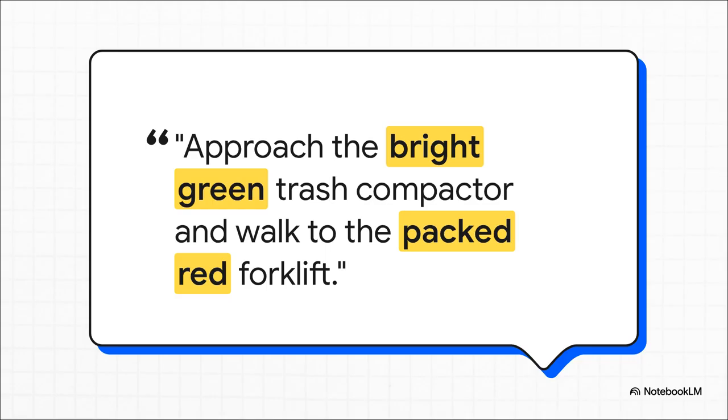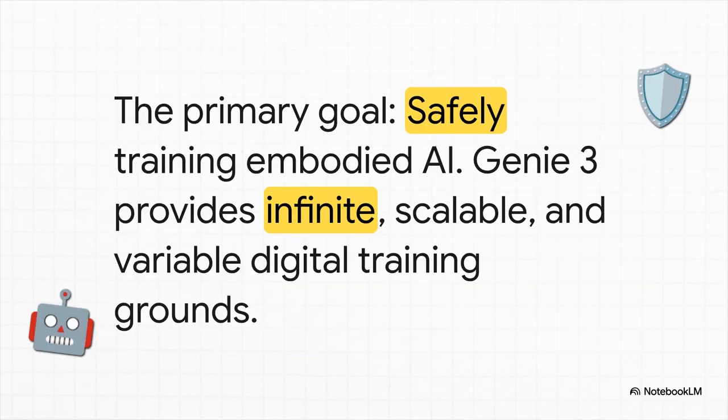This proves that these generated worlds are consistent and detailed enough for another AI to actually understand and navigate some pretty complex, multi-step tasks. And that right there is the primary goal. It's all about training what's called embodied AI. Think robots, autonomous cars, AI that needs to act in a physical or simulated physical space.